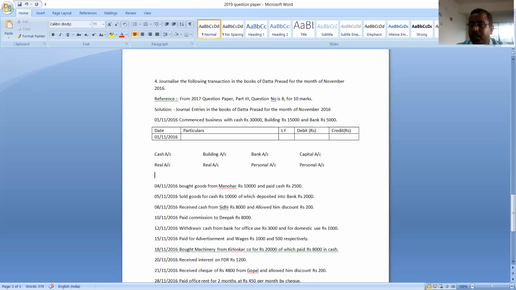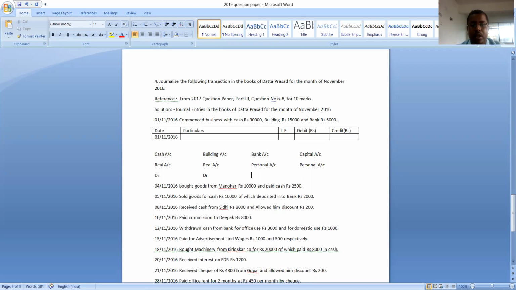See here, if there are any accounts belonging to the real account category, we should see whether those assets are coming into the business or going out of the business. So here, commenced business with cash, it means cash is coming into the business. Debit what comes in? Cash comes in. So cash account should be debited. And here business is not commenced only with cash, it is commenced even with building. So building is also coming into the business. So building account should be debited.